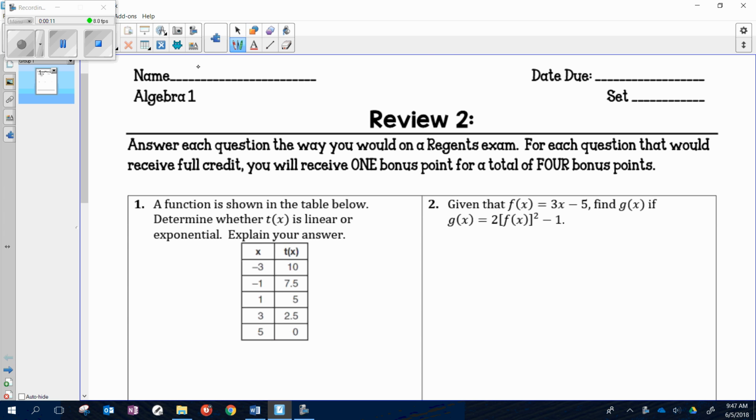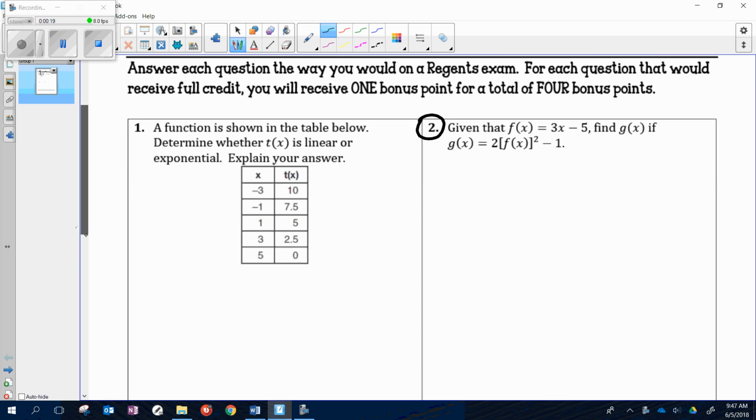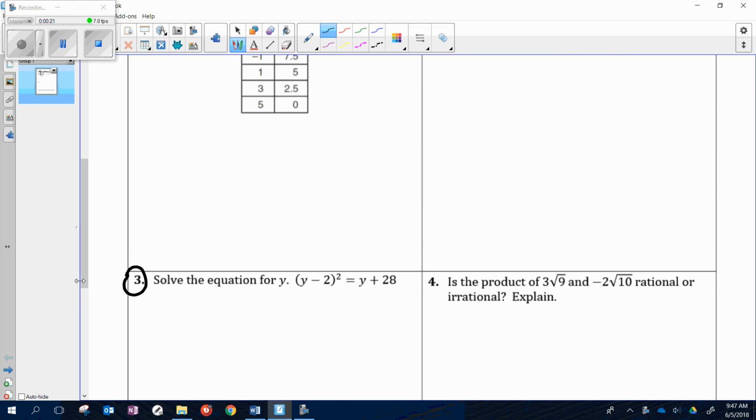Here's a nice key for you to follow. I was getting a little frustrated in class with the quadratic questions. We're really going to look at question 2 and question 3.